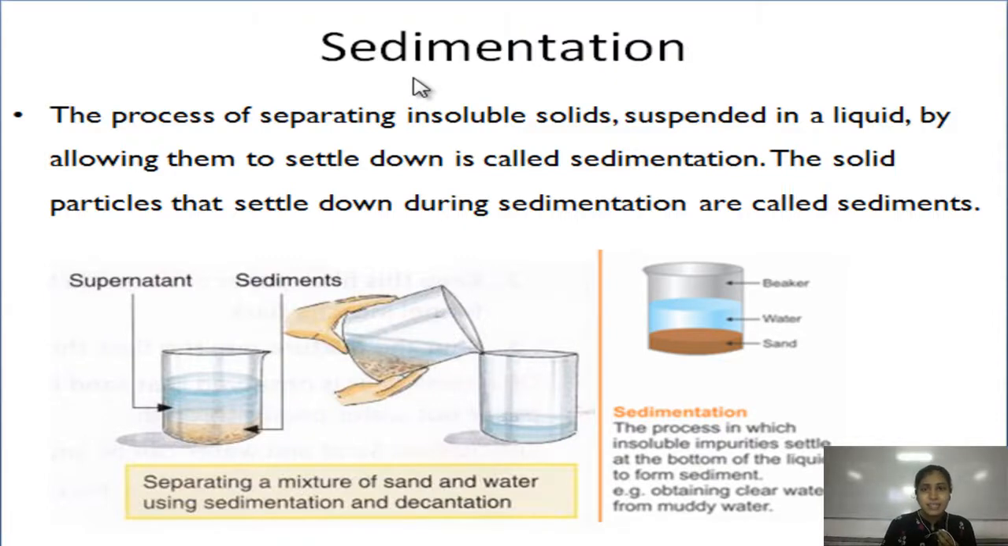Have you seen pulses being washed in your home? When pulses are kept in a bowl of water, they settle down as they are heavy. However, dirt, insects, husk or tiny pieces of straw and other lighter impurities float on the top. The water which contains these impurities is then poured out and discarded. This process involves two methods, sedimentation and decantation.